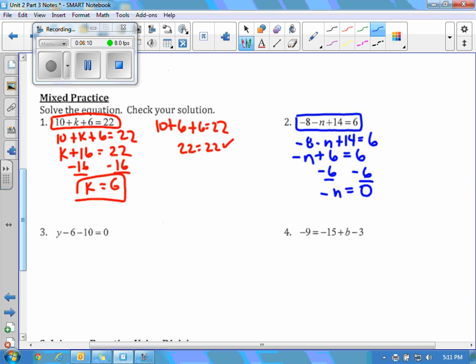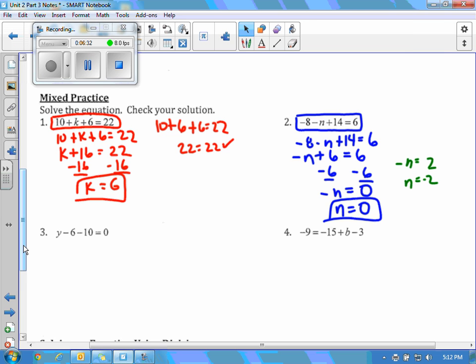When I'm solving the equation, I want to find the variable. I want to find the positive variable. In this case, I have negative n equals 0, so that's pretty easy because positive n equals 0. But I always want to find positive n. So that's my answer there. If I had gotten negative n equals 2, then positive n would have been negative 2. So that's just in case.